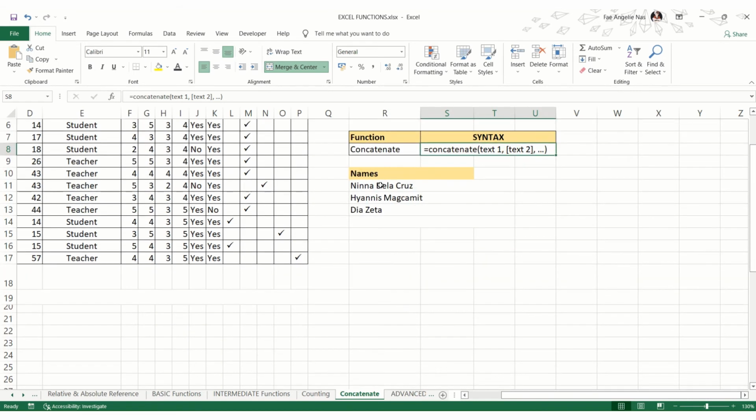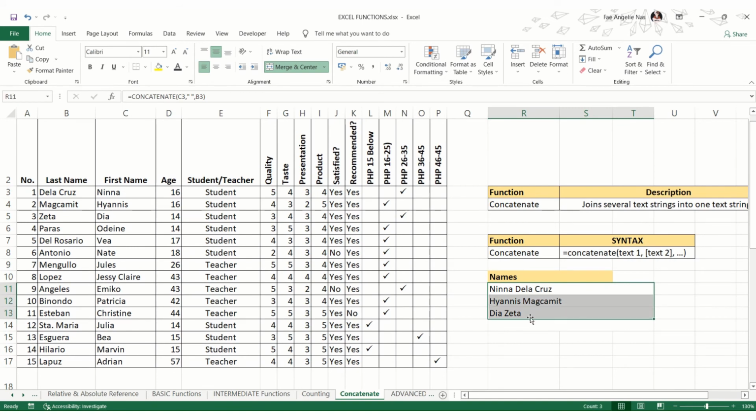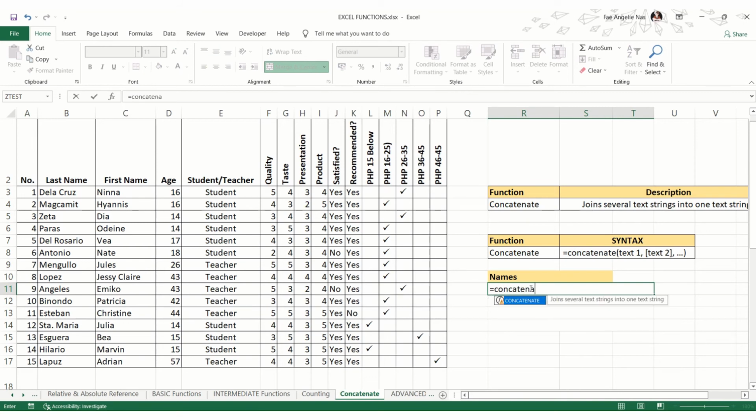So here, for example, in this specific cell, you would like to combine the first name and the last name. So instead of typing it manually or copy pasting it, you can just type here equal sign, CONCATENATE, and then open parenthesis, and then select the first name, and then comma, and then use quotation mark, space, and quotation mark.